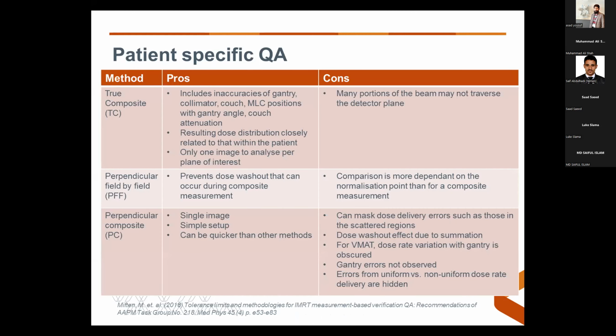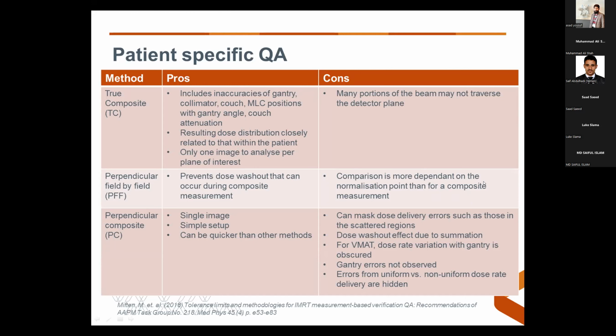So, advantages and disadvantages of each. True composite includes inaccuracy of the gantry, collimator, couch, MLC positions, and couch attenuation, and the dose distribution is closely related to that within the patient, and only one image is needed to analyze per plane of image. The disadvantage is that many portions of the beam may not traverse the detector plane.